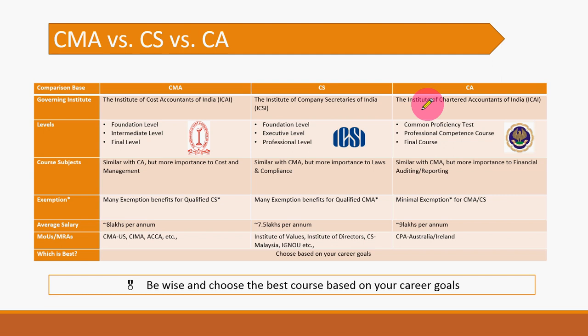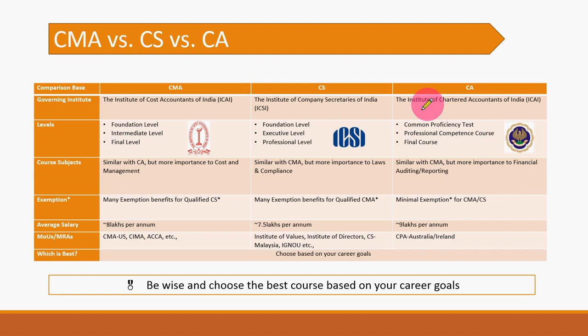Exemptions. I see a lot of exemptions which you can get if you complete your CMA and CS. If you have completed your CMA, you get a lot of exemptions in CS levels and vice versa. However, coming to exemptions in the chartered accountancy course, once you pursue a chartered accountancy course, I don't see major exemptions which you can claim in CS or CMA.